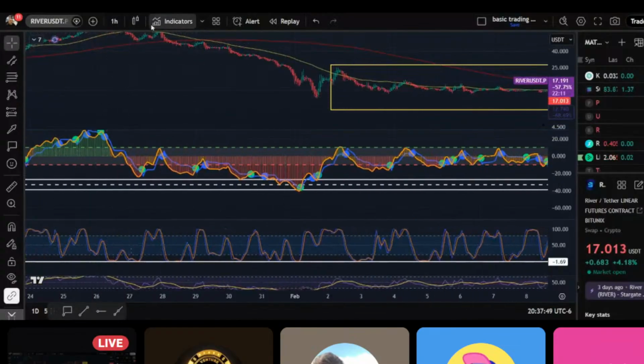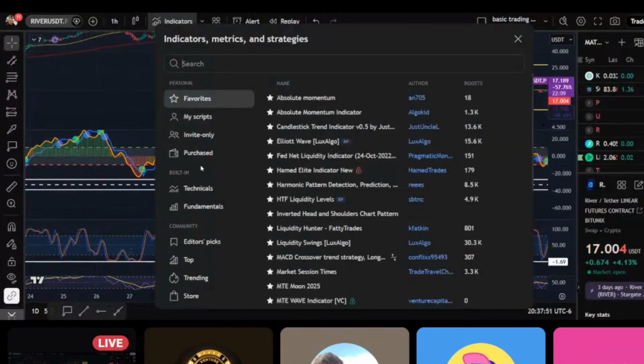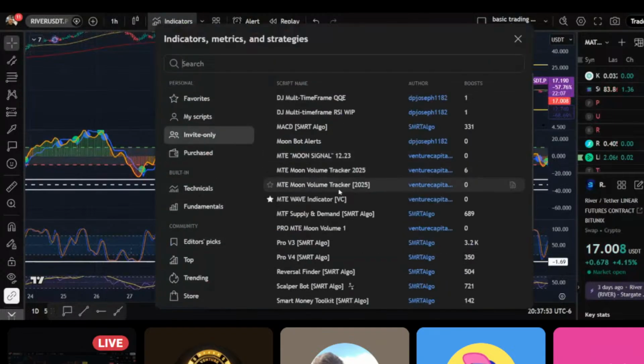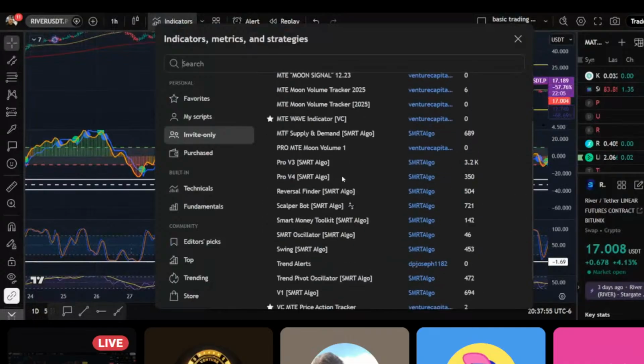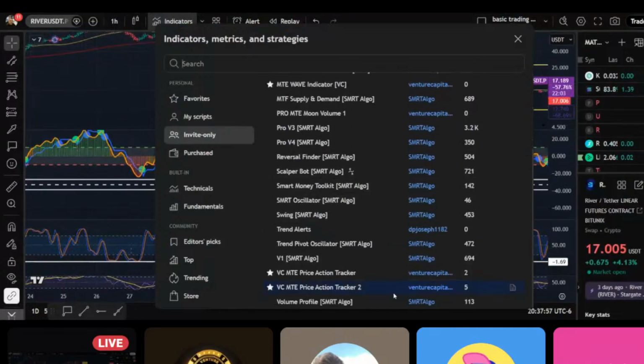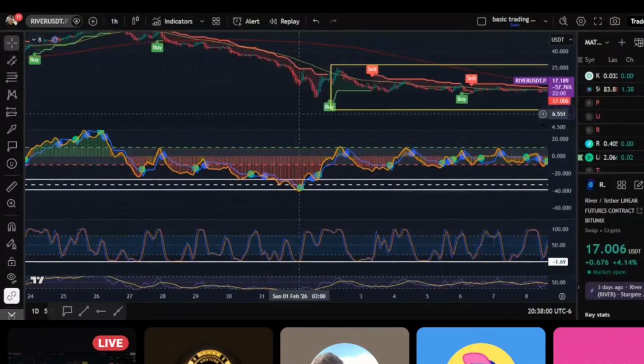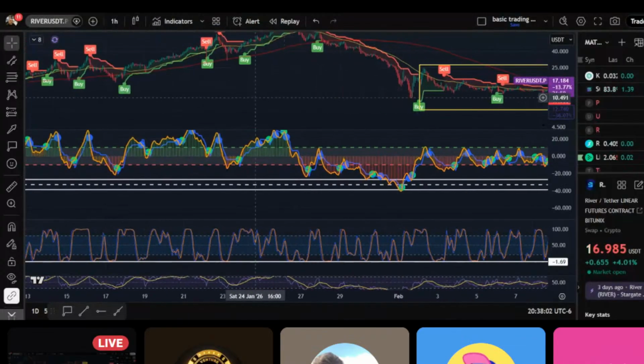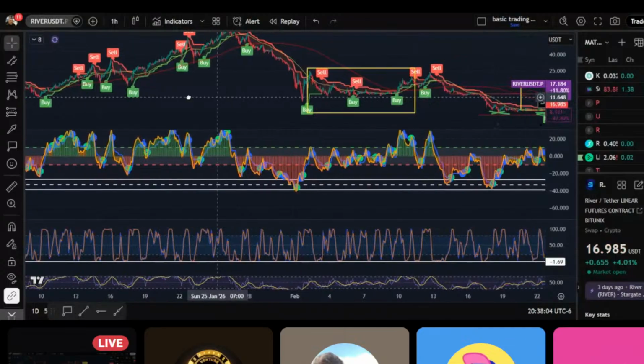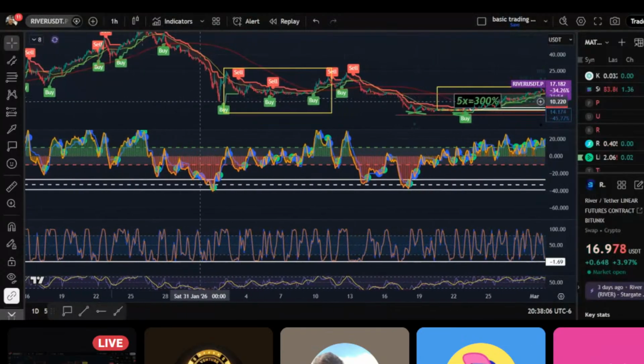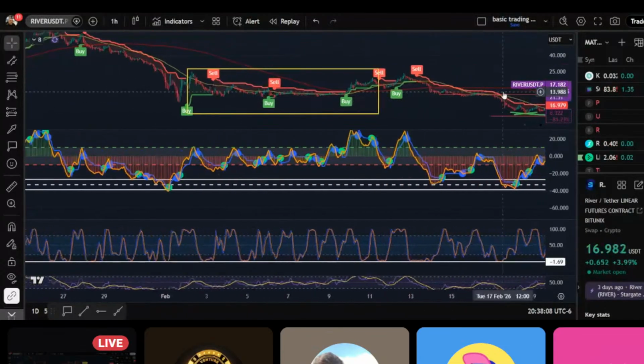I'm going to add an indicator here that I'm not running right now, but we have price action tracker 2. Okay. So now the price action tracker 2, and I'm gonna show you how to break this down real quick. All right, so Ed, you use this. You're using tracker 2, right?